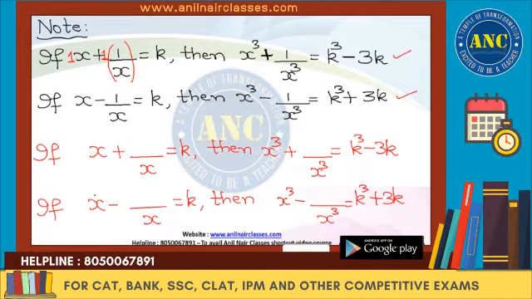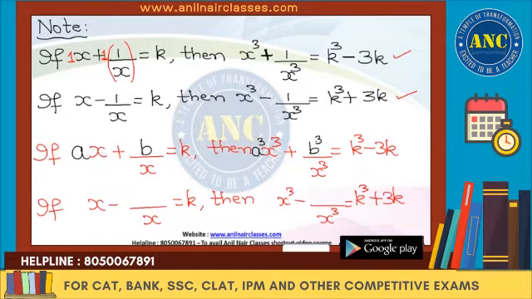Suppose the coefficient of x is something other than 1, let me call that a. Similarly, the coefficient of 1 by x is something other than 1, let me call it b. So here it is not x cube now, it will be a cube x cube, and here it will not be b divided by x cube, it will be b cube divided by x cube.